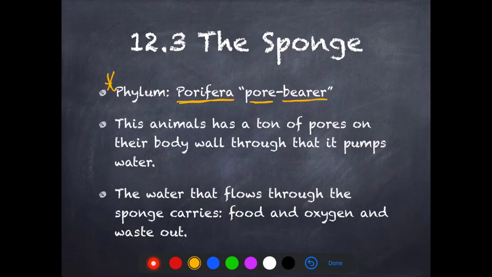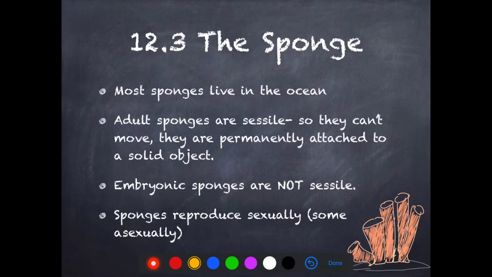And the water is super important as it goes in and out of the sponge because the water is carrying essential food, oxygen, and it's also gonna help get rid of waste. We know that most sponges live in the ocean. And there's something unique about an adult sponge versus an embryonic sponge. An adult sponge is sessile. So that means that they do not actually move. They're permanently attached to a solid object, okay?